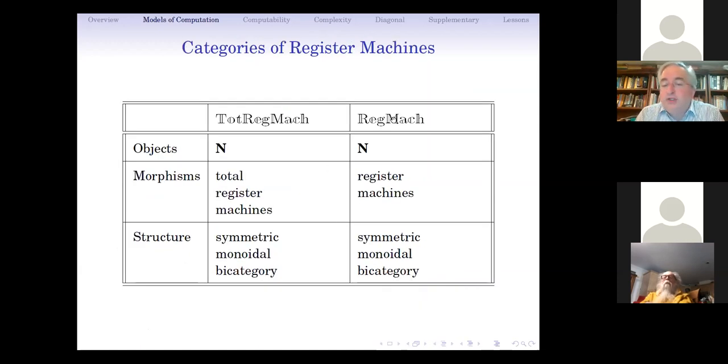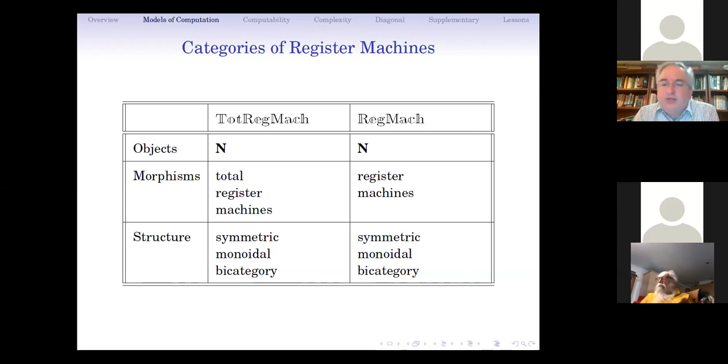So for register machines, the objects are natural numbers and the morphisms are register machines. The morphisms from M to N are all register machines with M input variables and N output variables. So it's just like Turing machines. There we were talking about strings, and here we're talking about natural numbers. This also is a symmetric monoidal bicategory, and for the same reason it's a bicategory: composition is bad.